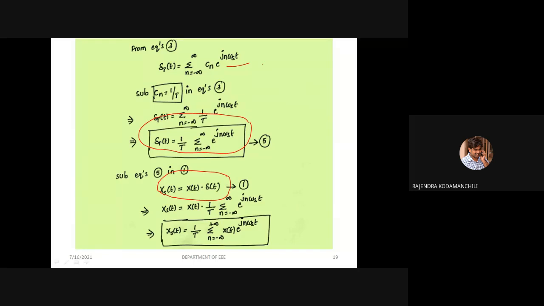So I try to convey one point to you. Here in x of t, I try to apply the Fourier transform. We are getting x of t into x of omega. In the Fourier transform, one of the properties is the complex property. This is called the complex frequency property of the Fourier transform.